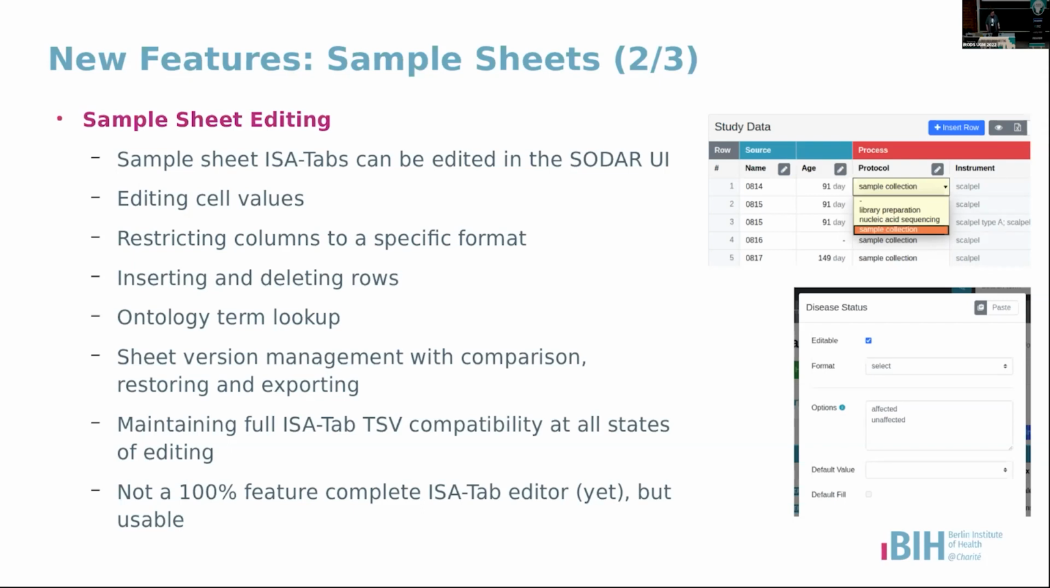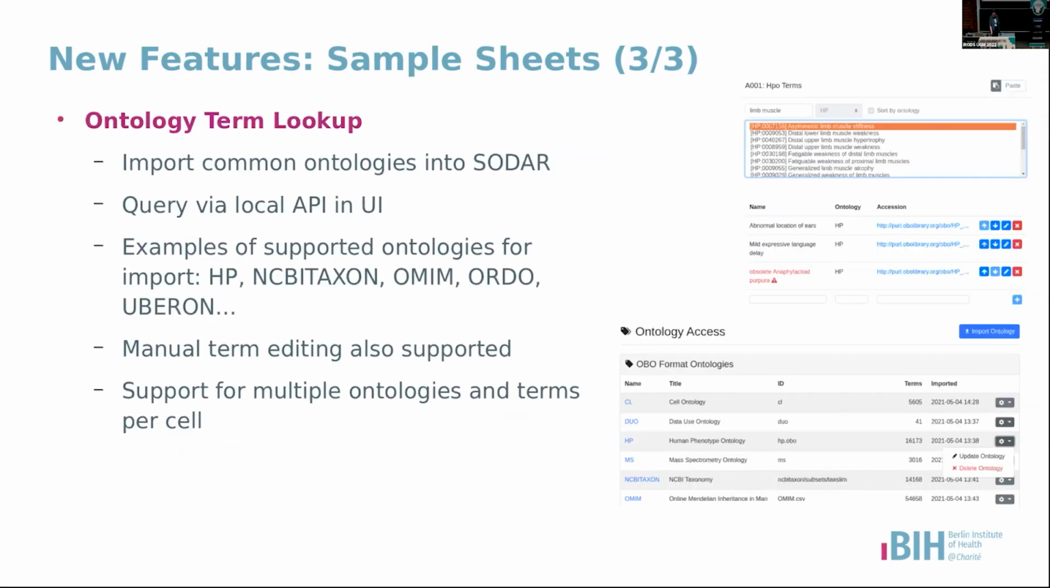We have a quite nice ontology term lookup. I will be talking a bit more about that in a second. We save versions of these sheets, so you can compare versions and restore them and also export them as ISA-Tabs as you wish. At any point of editing, we maintain full ISA-Tab compatibility, so what you export will be 100% working and parsable by other tools. This is not trivial, actually. And this is not a 100% feature complete editor. You cannot do everything, but what you can do actually works. And that's already something, but we're working on it.